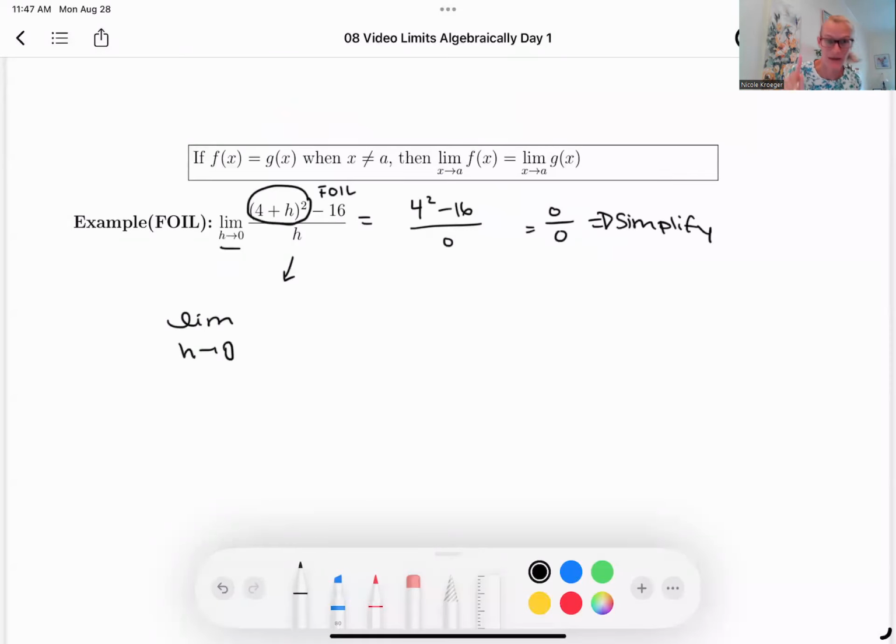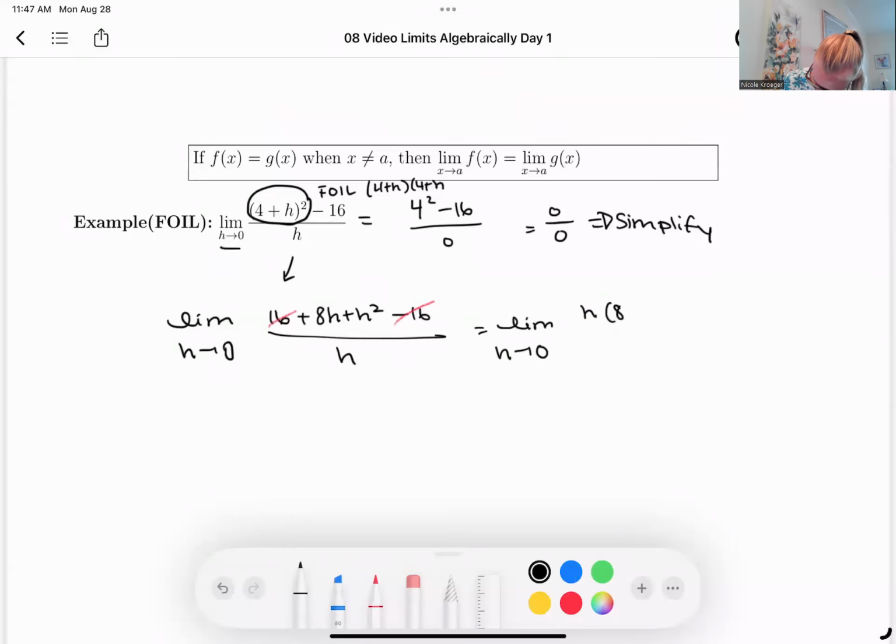And remember that we're going to get a middle term. This is not just 16 plus h squared. You have to treat this as 4 plus h times 4 plus h. So when you multiply that out, you're going to get 16 plus 8h plus h squared minus 16 over h. We notice that the 16s will cancel out. And then in the numerator, we can factor an h out. So we're left with 8 plus h over h.